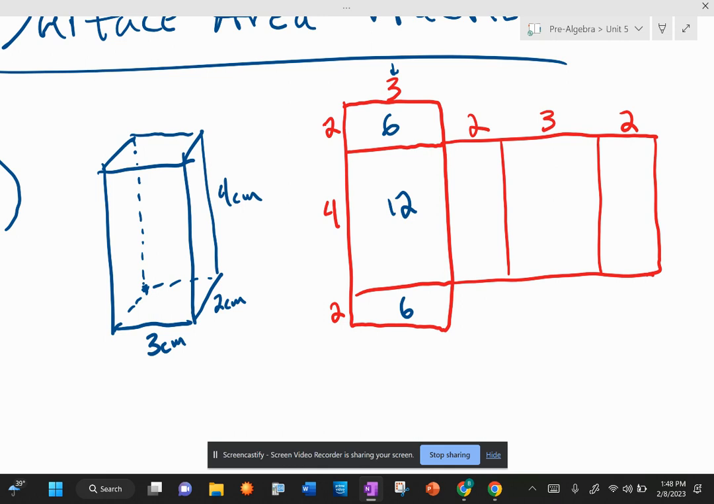Okay? And now you have those 3 boxes on the right. Okay? The first one right here is going to be what? 8. 4 times 2. Okay? The next one should be 4 times 3. Last one should be 4 times 2. And then we said we needed to do what? Add them all up. So you've got 6 plus 12 plus 6 should give you 24 plus 8.